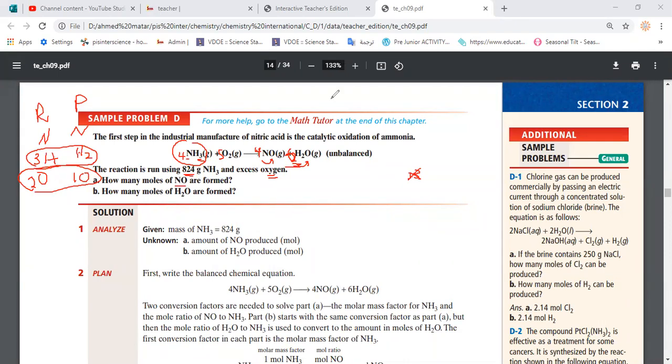Okay, so let's think together, Abdurrahman, how we could solve this problem. He asked how many moles of NO will be produced from that amount, that mass in grams. So first of all, we must find how much this mass represents in moles. So let's try. Tell me, one mole of NH3 equals how many grams?